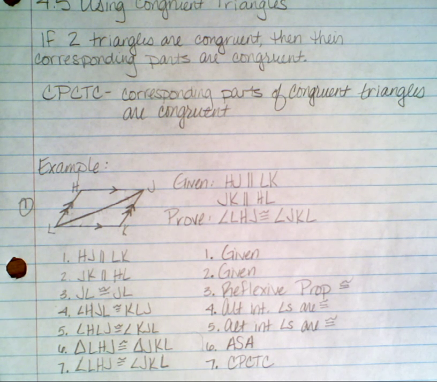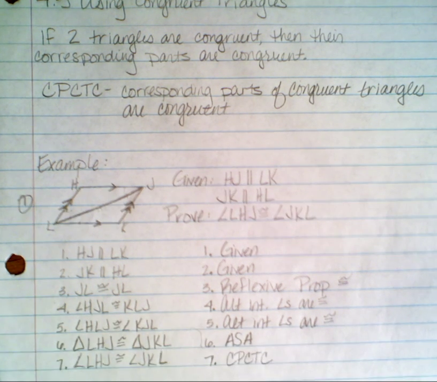Now, once I prove that, now I know that all the matching parts of those two triangles have to be congruent to each other. And that's using CPCTC. Corresponding parts of congruent triangles are congruent. So once I know that the triangles are congruent, then I can say that those two angles H and K are congruent to each other. Without knowing that those two triangles are congruent, I have no way of proving that angle H is congruent to angle K. So that's why CPCTC comes in handy.